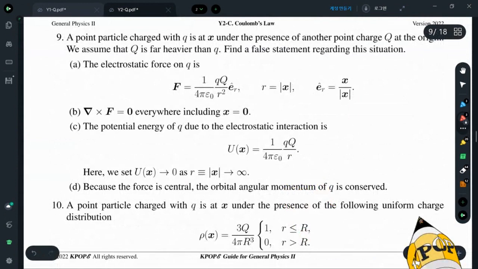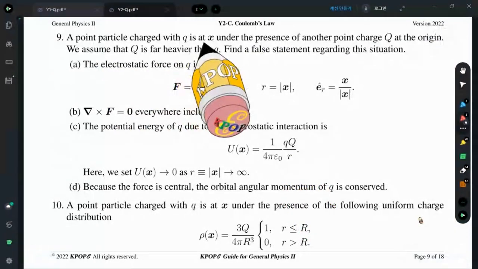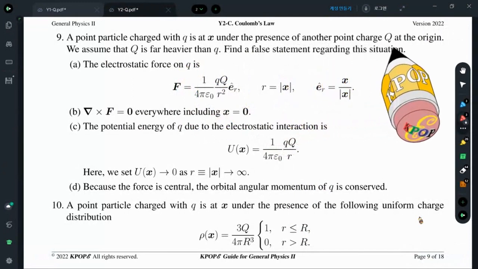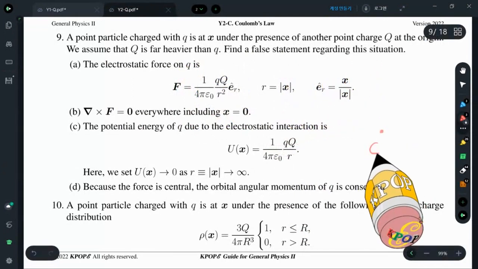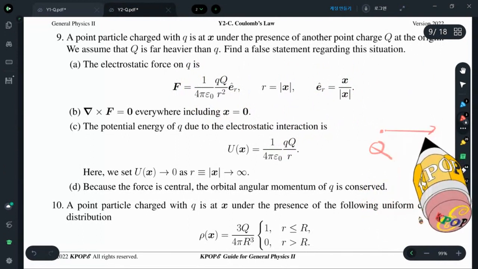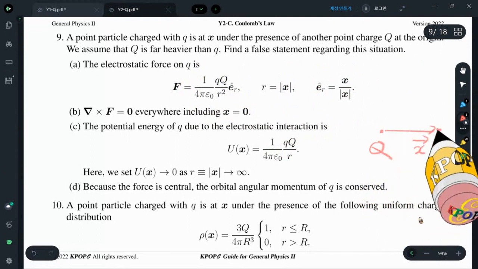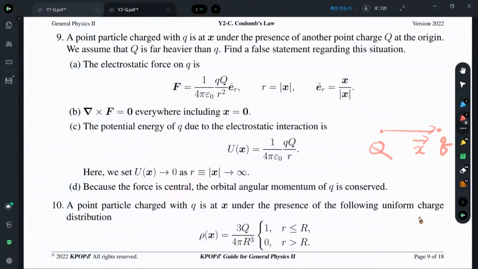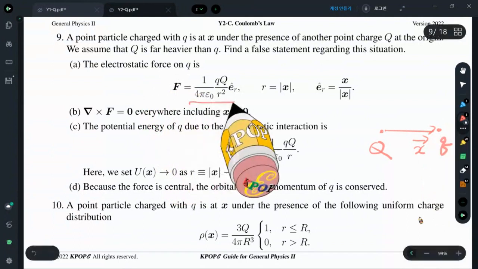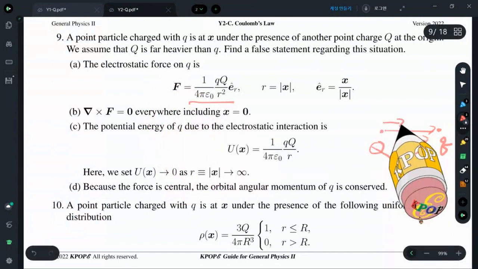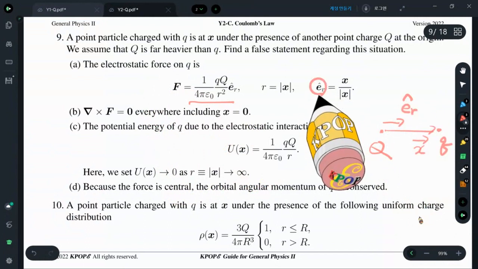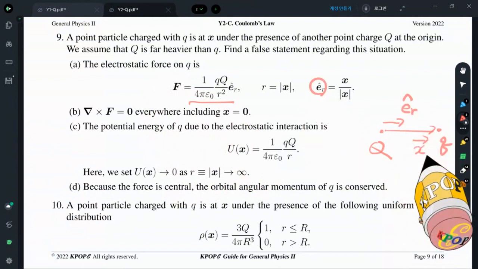Number 9. A point particle charged with q is at x under the presence of another charge, capital Q, at the origin. Capital Q is here, and there is a vector x, and there's a small charge q. And the electrostatic force on this object is this, where e_r is the unit radial vector, parallel to the vector x.